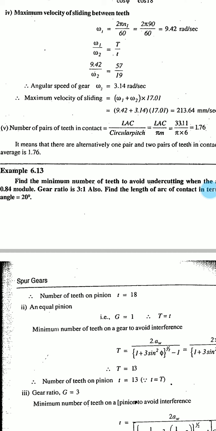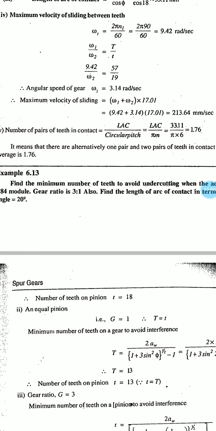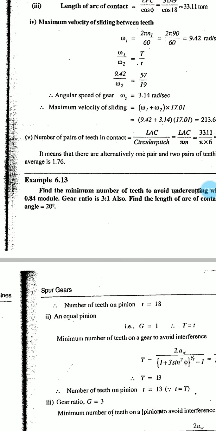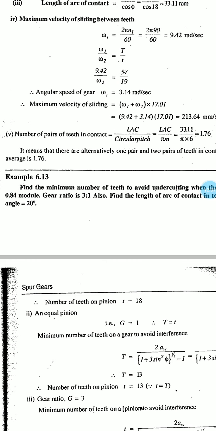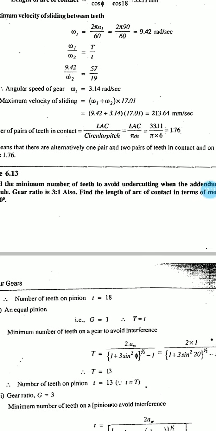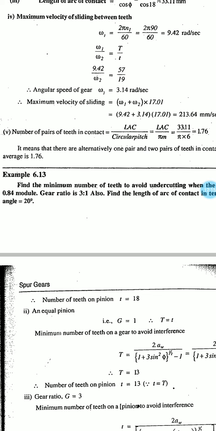Then the fifth one, number of pairs of teeth in contact: we get it as length of arc of contact divided by circular pitch, that is equal to pi m. So that is LAC 33.11 divided by pi into module 6, which is equal to 1.76. What it means? It means that there are alternately one pair and two pairs of teeth in contact, and on a time basis the average is 1.76.